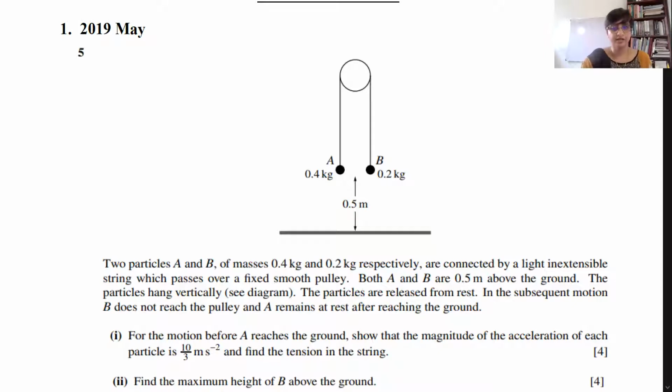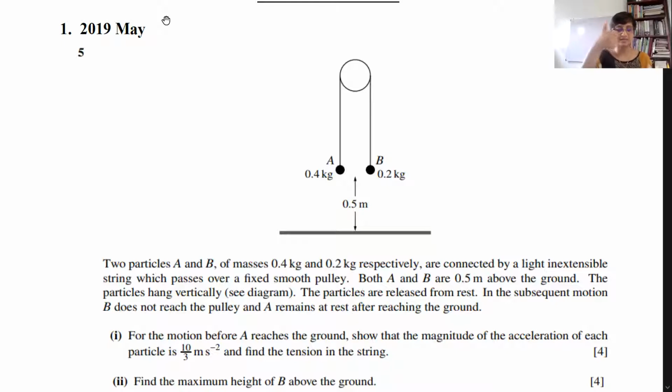Okay. Now, part one, for the motion before A reaches the ground, just like I said, we don't have to worry about that right away. For the motion before A reaches the ground, show that the magnitude of the acceleration of each particle is this, and find the tension in the string. Now, this is a common question that they start off with. You have to find the acceleration with which these particles start to move and the tension associated with this string. It would be the same tension because it's the same string that is attached to both of them, right?